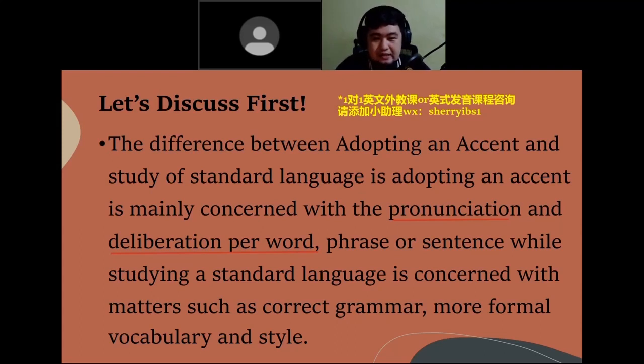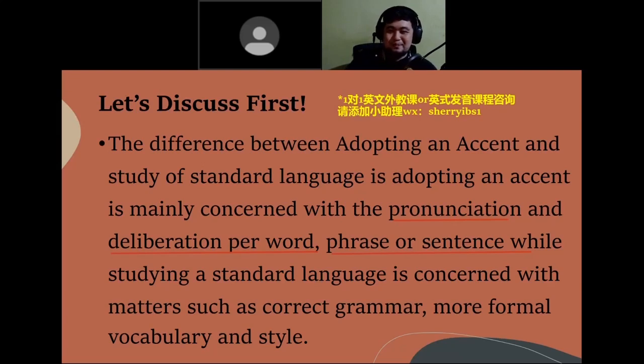Okay, so it's a form of way of speaking. There are phrases too, phrase or sentence, while studying a standard language is concerned with matters such as correct grammar and more formal vocabulary style. So essentially, three basic things: how you say it, the right usage of grammar rules, of course, and how clear you say those words. So you have to really pronounce it very clearly.